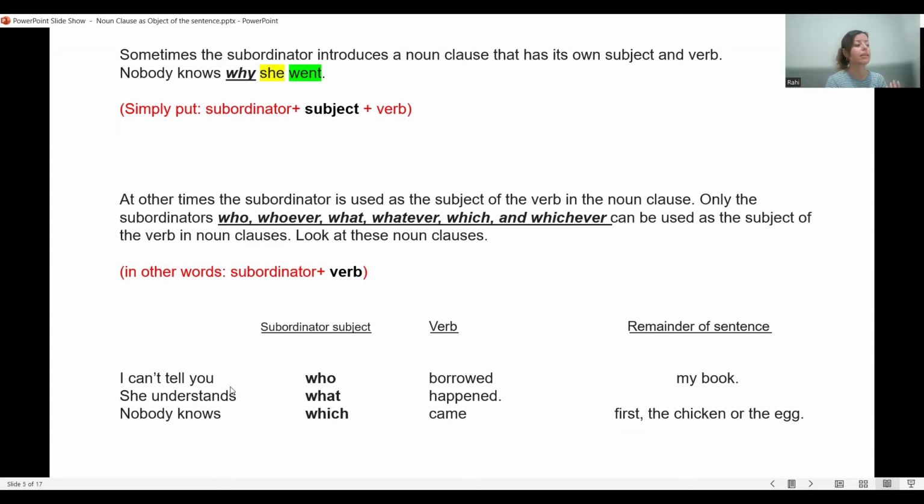Like these sentences: I can tell you who borrowed my book. Here we have the subordinator as a subject, so I have just the verb after that. She understands what happened. What is the subordinator as a subject, happened is the verb. Nobody knows which came. Here came is the verb which follows the subordinator directly. And remember, we need the sentence format, not a question format.